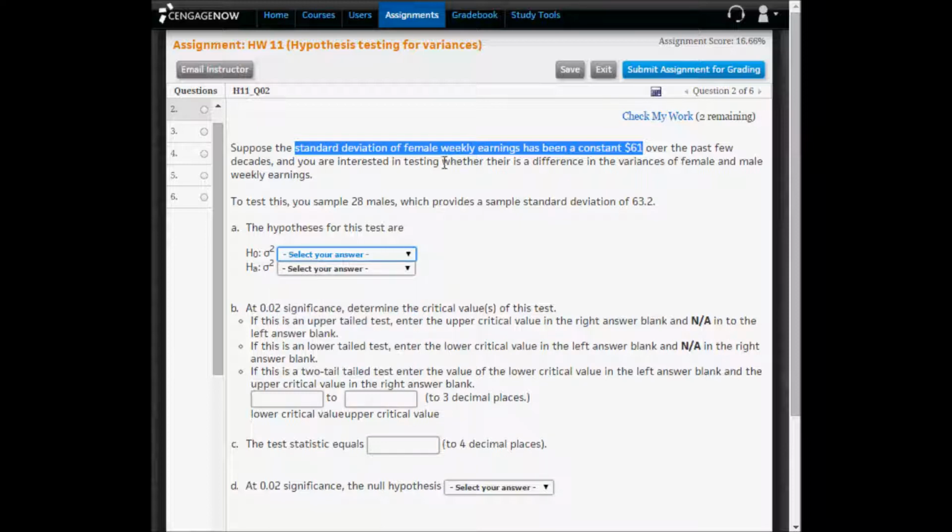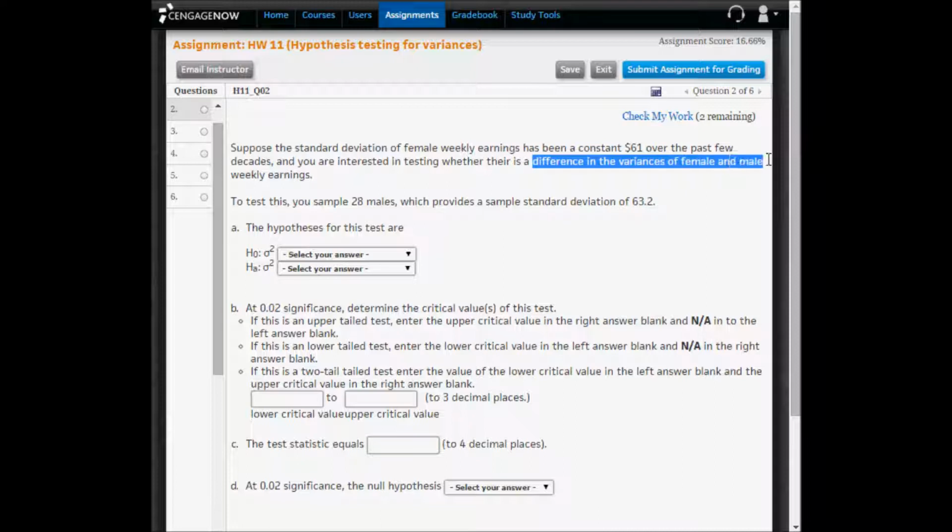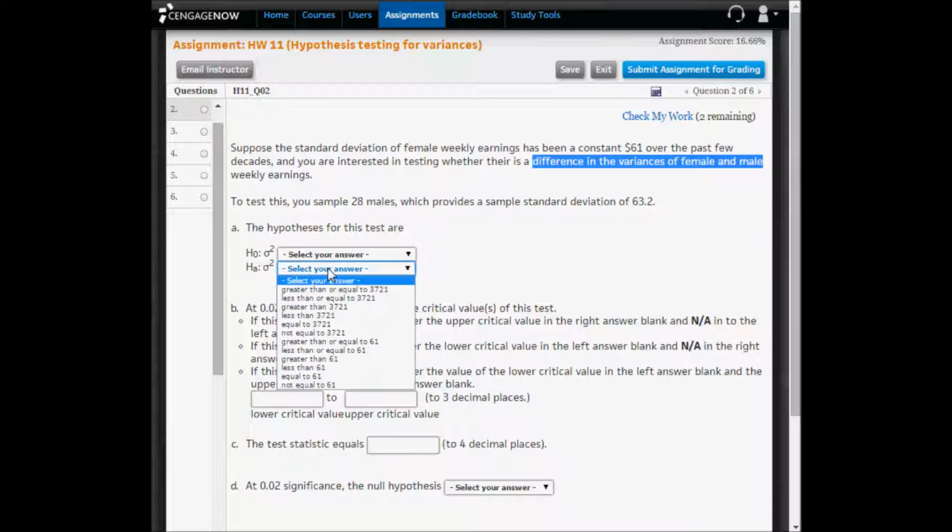Now if you come back up here, again remember the variance of female is some known value, maybe the Greek gods have shined down upon us from above and have said sigma squared for females is known, or sigma for females is $61. And we want to know if there's a difference between that variance of 61 squared and the male variance. So that's that right there, the difference. That suggests that this is a two-tailed test.